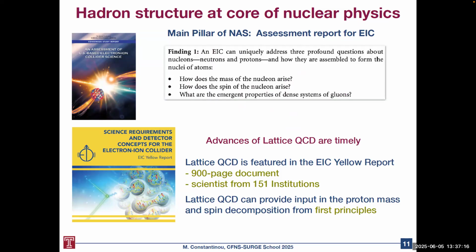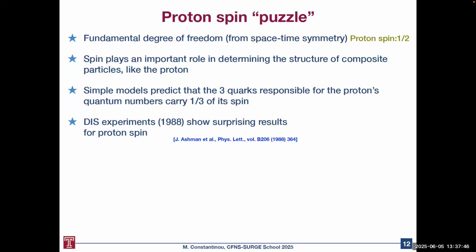And as I said last time, if you look at the yellow report of EIC that was put after the above report, which is a very long write-up, it incorporates lattice QCD and how we can give input on these quantities. By the way, the things about quasi and pseudo are also mentioned in the report because we want to study tomography. And the only way to do that is to understand GPDs and TMDs.